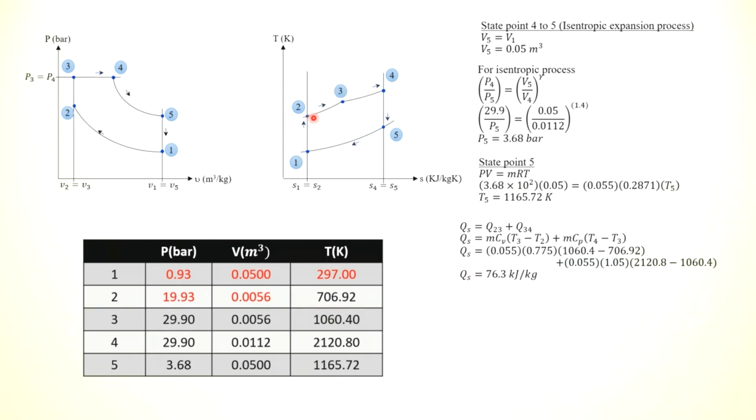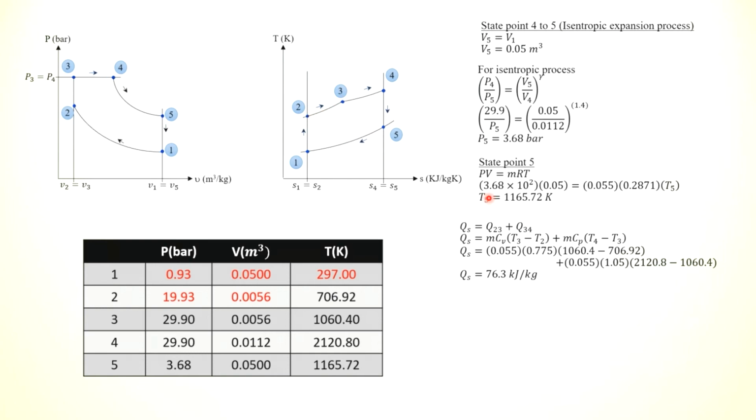So I have mentioned just now 2 to 3 and 3 to 4. These are heat supply. This is constant pressure and this is constant volume. So you can see here on your PV diagram also, 2 to 3 is constant volume, 3 to 4 is constant pressure. So this is constant volume and this is constant pressure.